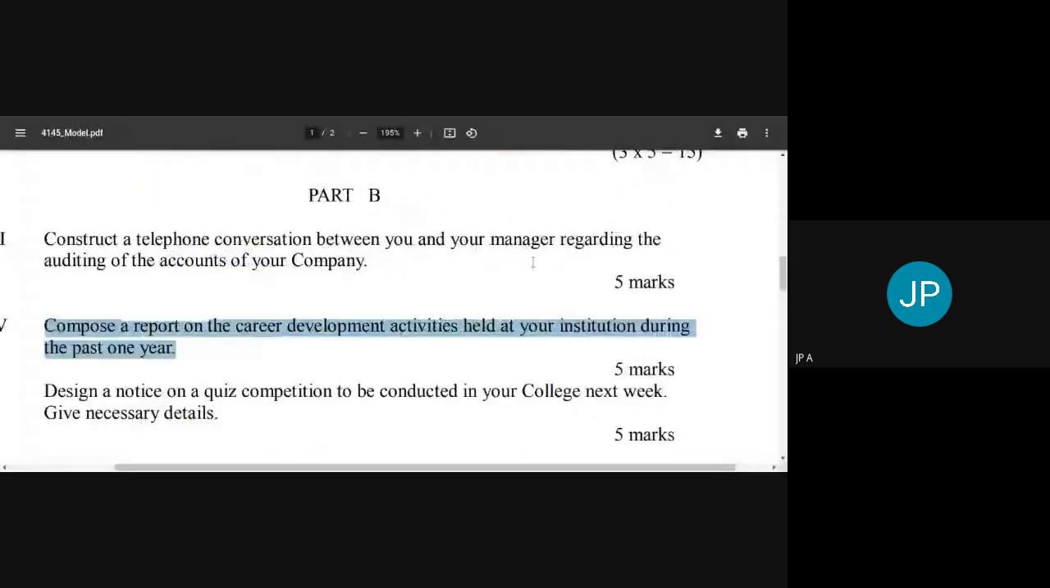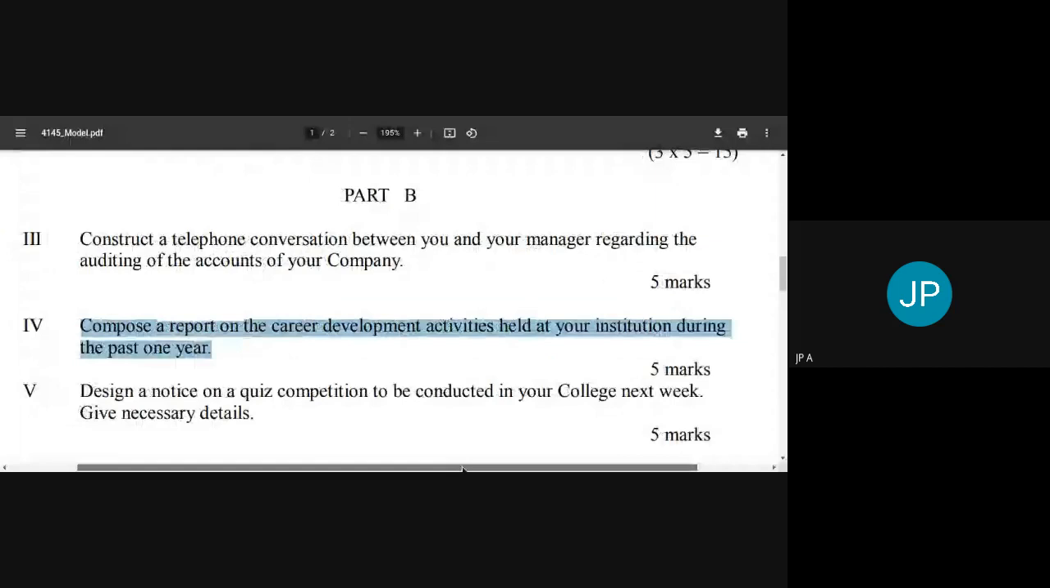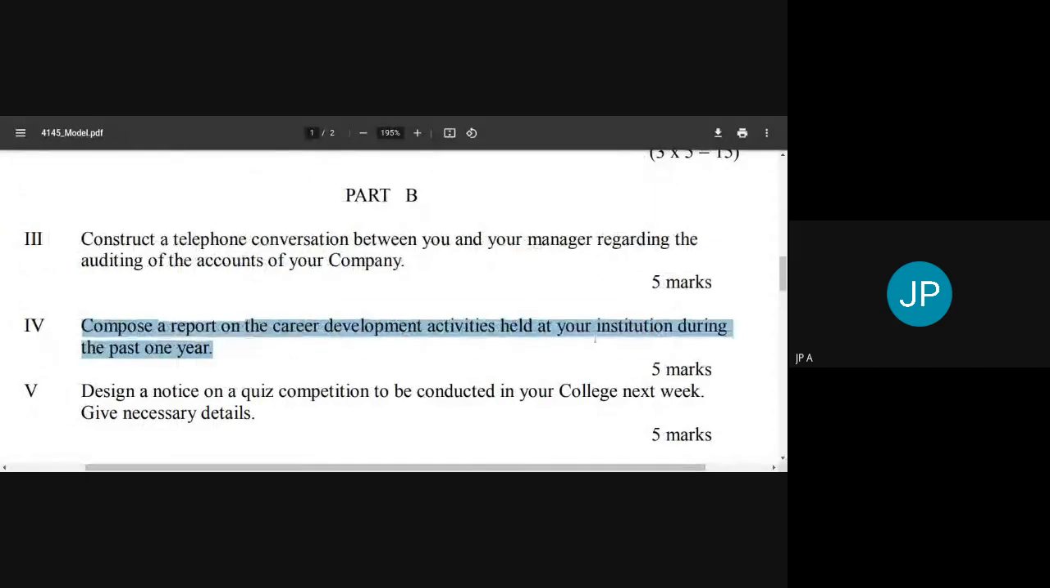It says compose, that means write a report on the career development activities held at your institution during the last 1 year. So it is a yearly report. It's still an event report. Some things which happened during 1 year. So you can mention that these are things that happened during February and March. During April and May, this will happen. Suppose during some months nothing happened, you don't have to mention anything. But whatever happened during that 1 year, you have to write in the form of a narrative, in the form of a paragraph. So it is a 5 marks question.